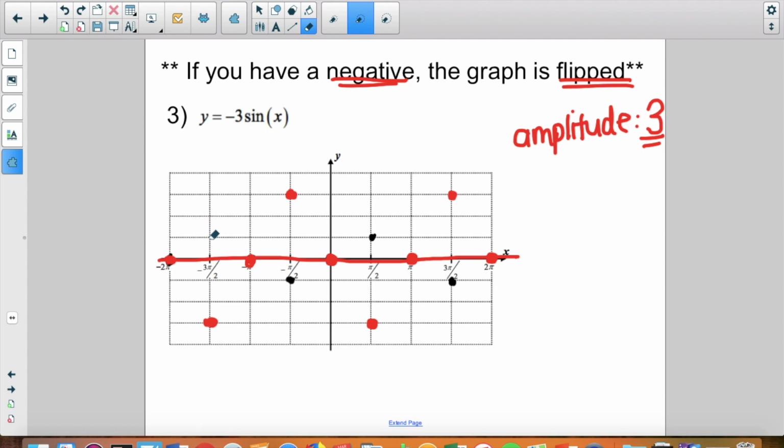So now I'm just going to erase all the black points. So we just have our new points. And I'm going to connect them with a nice smooth line. Okay, so if you were to compare this to the regular sine graph, you'd see that it is kind of flipped over the x-axis there.